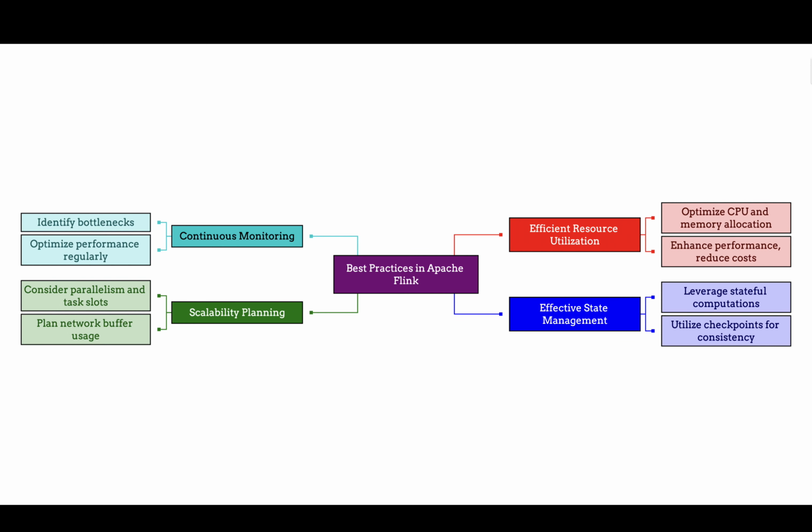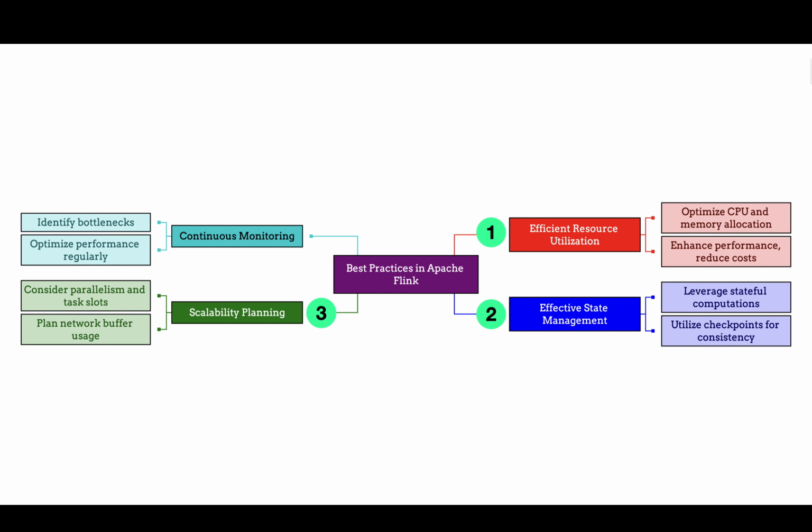Best practices in Apache Flink. 1. Efficient resource utilization. Optimize resource allocation, CPU, memory, for Flink tasks to enhance performance and reduce costs. 2. Effective state management. Leverage Flink state management features, like stateful computations and checkpoints, for consistent data processing.